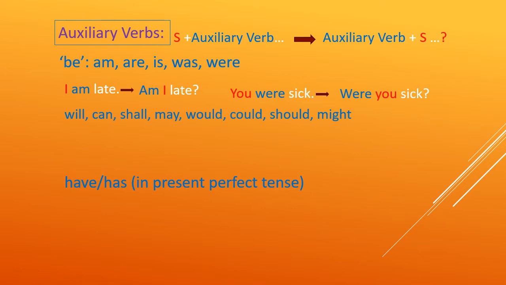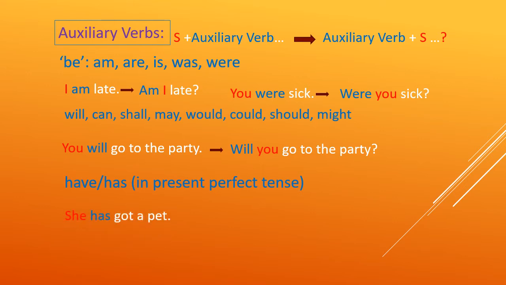Let's have a look at an example. You will go to the party. "You" is a subject and "will" is an auxiliary verb. To make it into a question, we just swap "will" and "you." So "you will" becomes "will you." We just swap the positions. Will you go to the party?